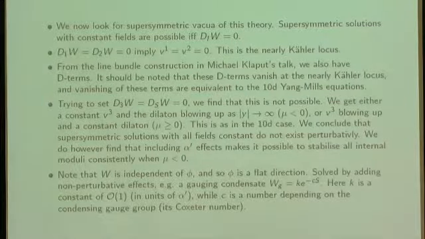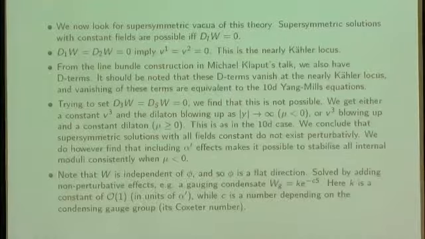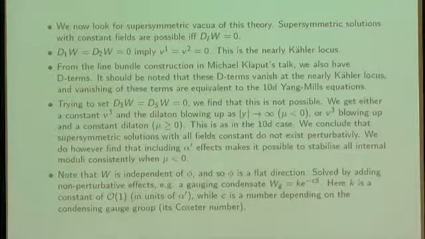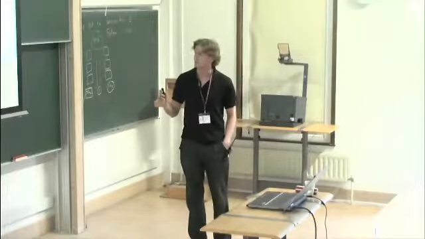So what if we try to stabilize the dilaton again? If you want to stabilize the dilaton, you need to make W dependent on the dilaton basically. And that could be solved by adding non-perturbative effects such as a gaugino condensate. Now here K is a constant of order 1 in units of alpha prime, and this C here is a number depending on the condensing gauge group, and the condensation happens in the hidden E8 of the E8 times E8 theory.